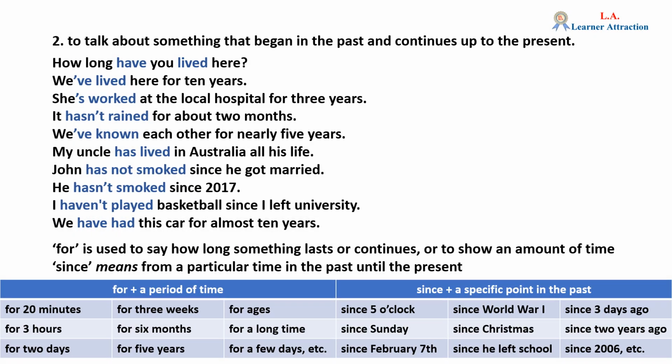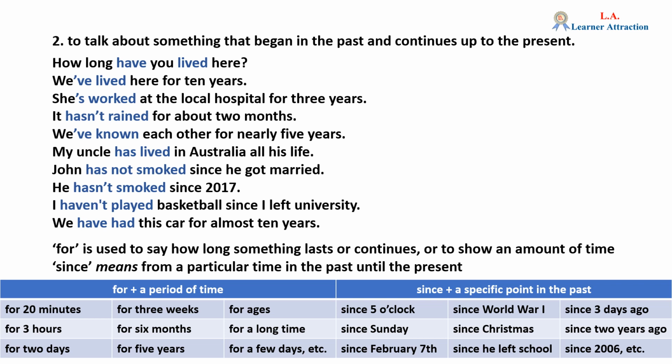2. To talk about something that began in the past and continues up to the present. How long have you lived here? We've lived here for 10 years. She's worked at the local hospital for 3 years. It hasn't rained for about 2 months. We've known each other for nearly 5 years.